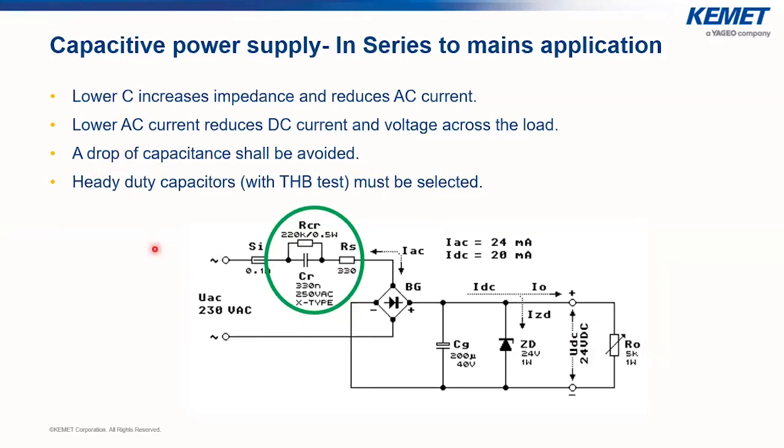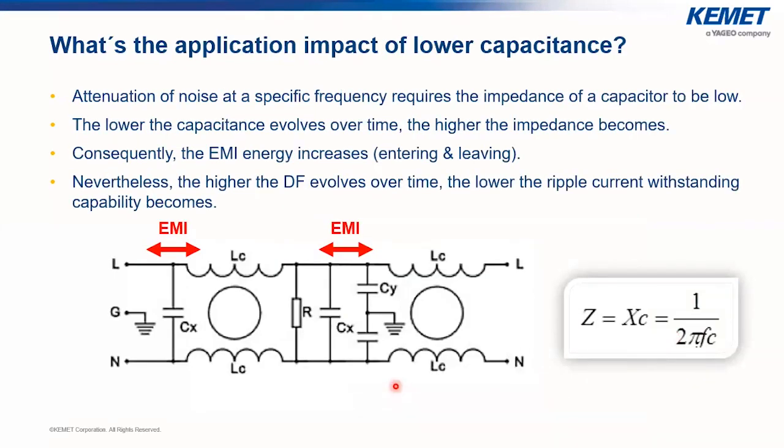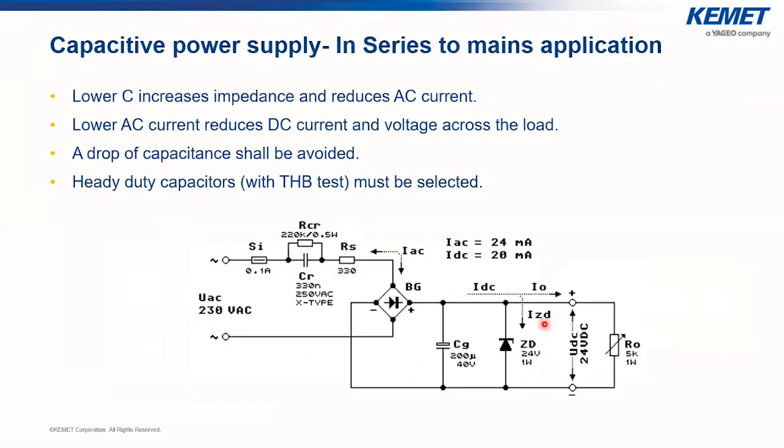And in this case, heavy duty capacitors with THB tests must be selected, because here the final application will stop working. Here, if you are lucky, we just have a performance that will degrade. But even here, if the performance degrades a lot, we could also have a failure of the filter. So it's important to select the right component.